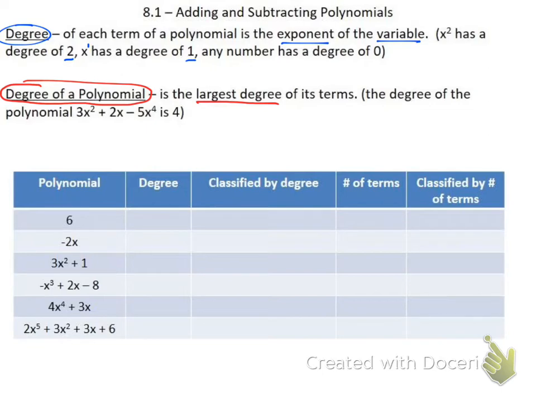So with the example that I gave, this big polynomial here, all I want to do is look for the biggest exponent, which is 4. So the degree of the entire polynomial is going to be 4.